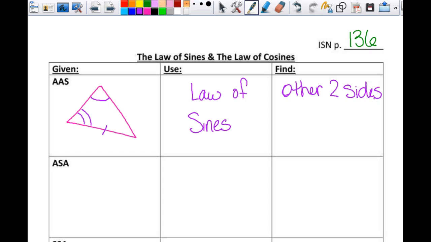How do you find the third angle that you don't know? Yeah, add them. Find the angle with the triangle sum theorem. I guess you could use law of something to find it, but that's not necessary. Don't make it harder than it has to be.